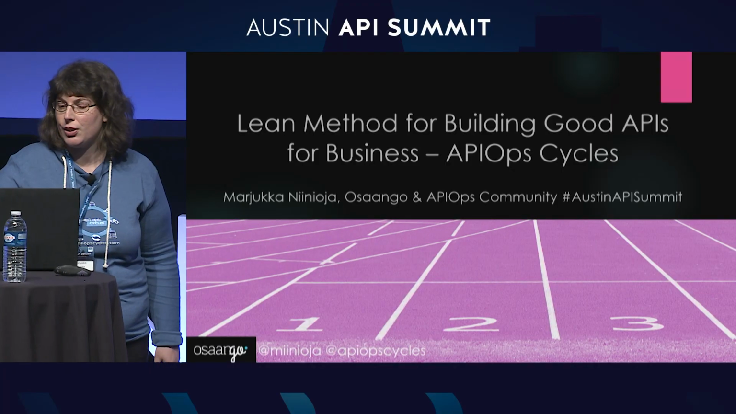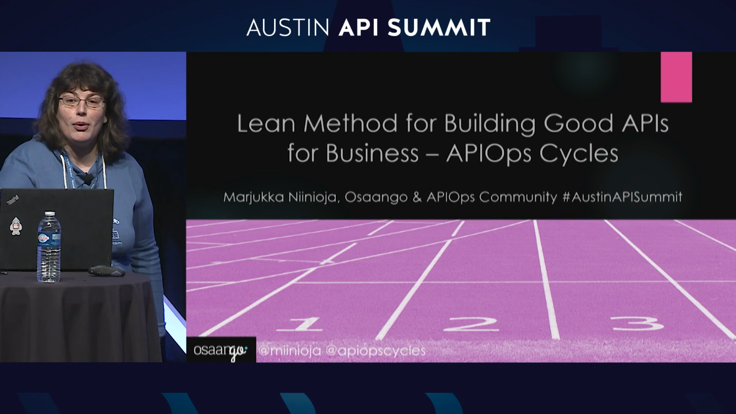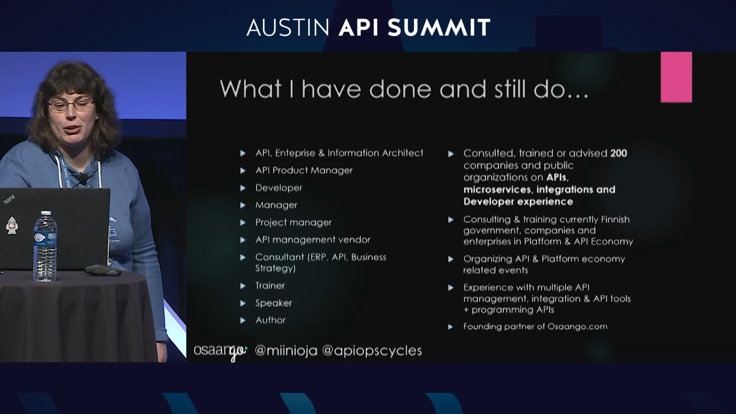The topic is a Lean Method for Building Good APIs for Business and in general for developers. The method is called APIOps Cycles, and I'm really happy to talk about it here because I've had really interesting discussions on the coffee breaks around the subject.